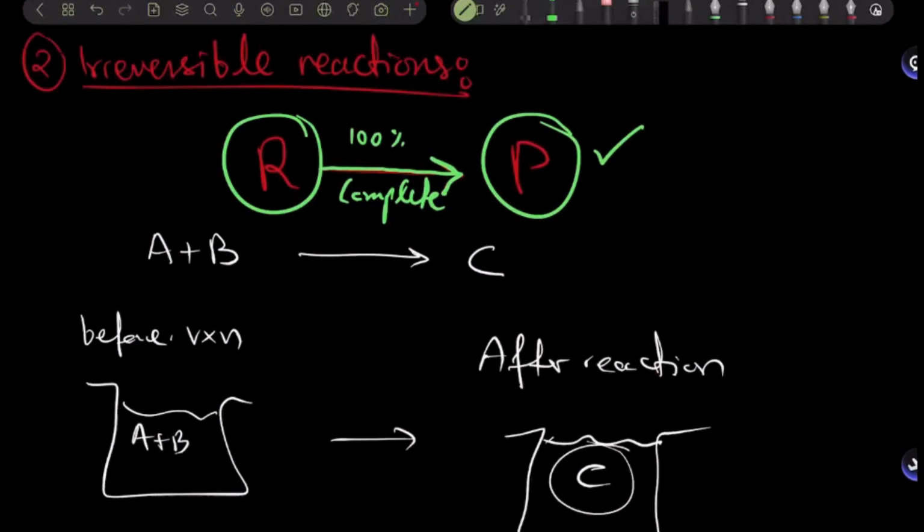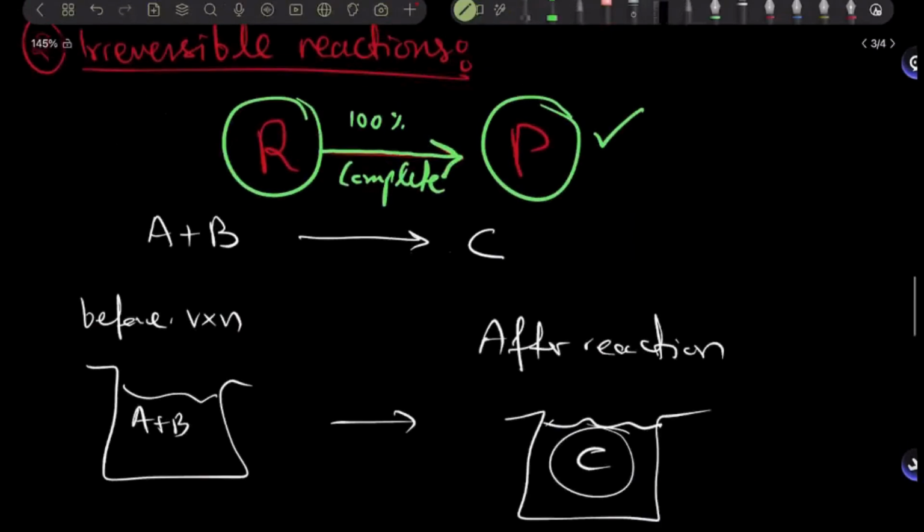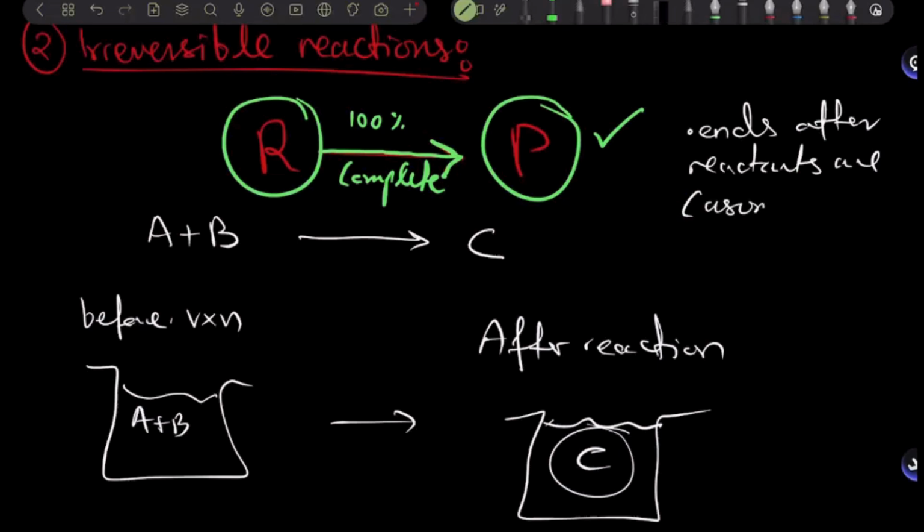All of the reactants converted into product. But over here, not all of the reactant converted into product. Still, some reactant remains, some product remains. All right. Are we clear till here? So the reaction never ends. This is also very important. In irreversible reaction, the reaction goes up to 100% completion, right? So it ends after the reactants are consumed fully. So an irreversible reaction ends as soon as the reactants are consumed.